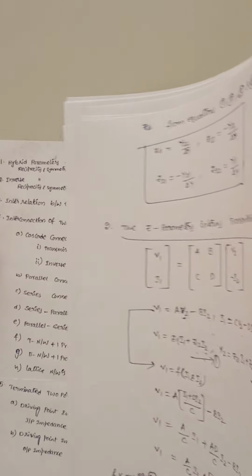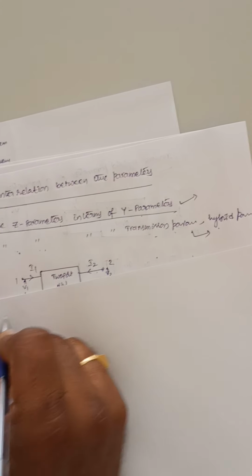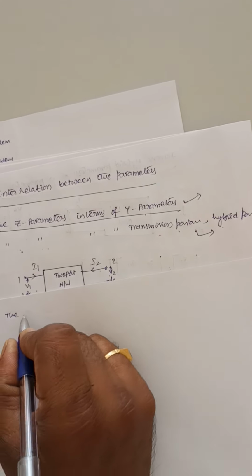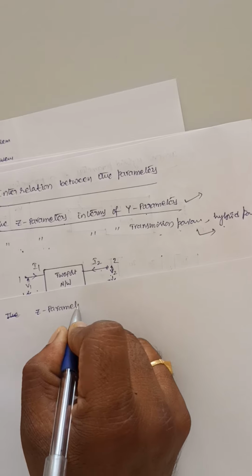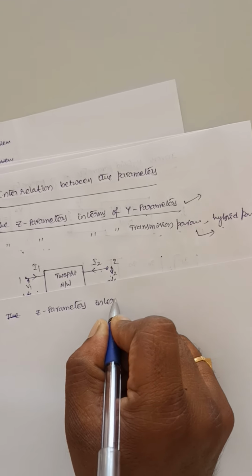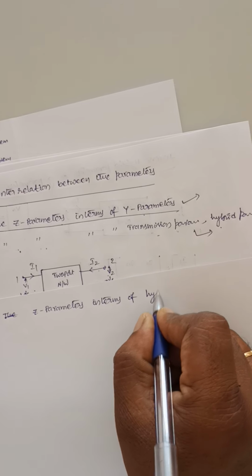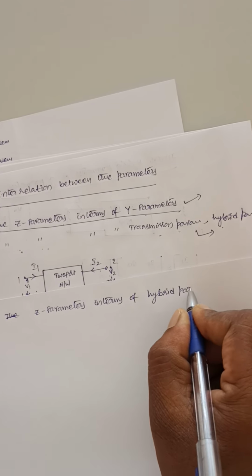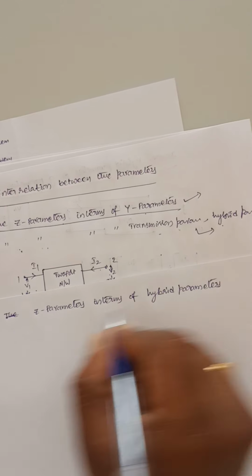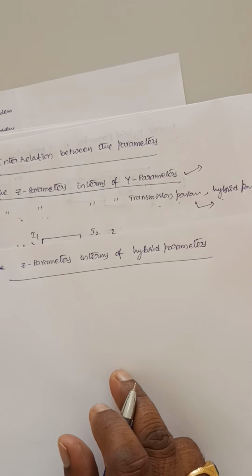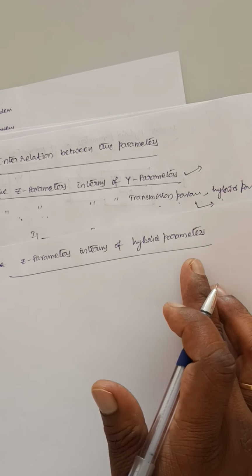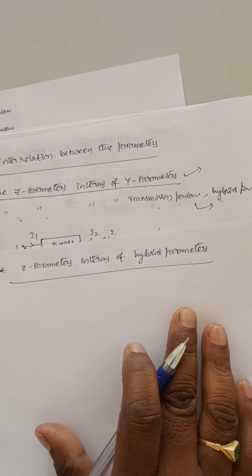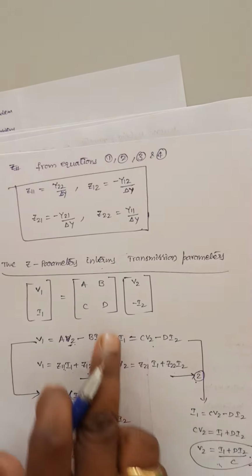Okay. Coming to the third one. What is the third one? That is the relation between Z parameters in terms of hybrid parameters. Now this is the other method. If you want to find the relation between one parameter and the other parameter except the inverse of that parameter, I need to follow this procedure, the same procedure.